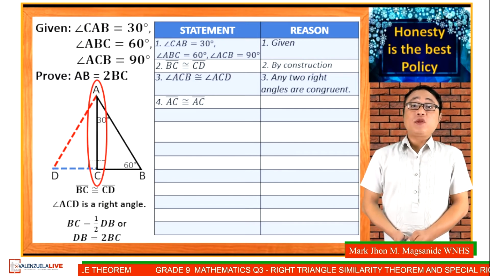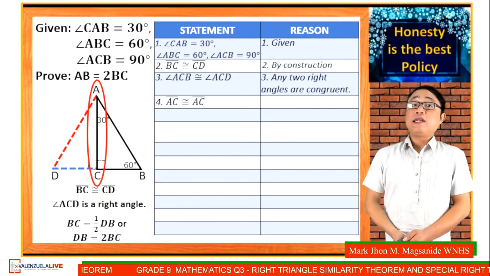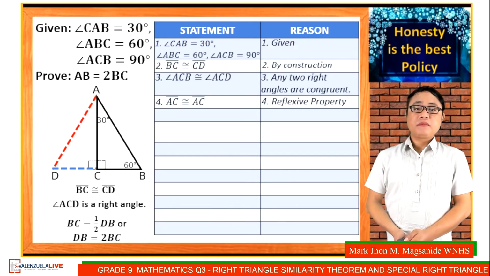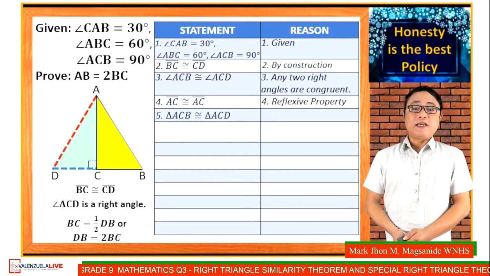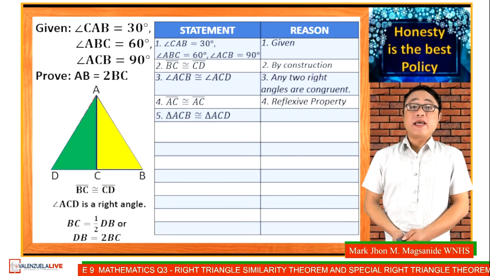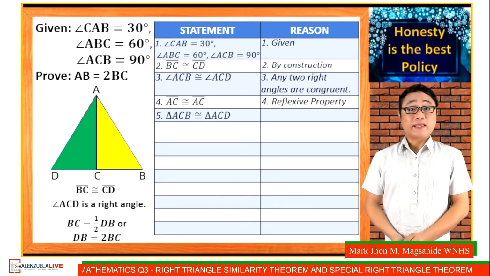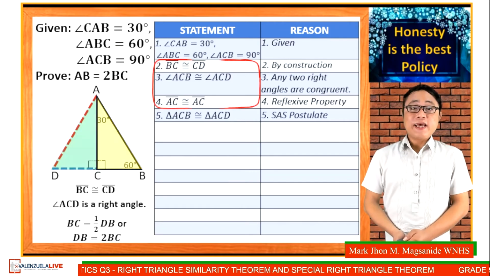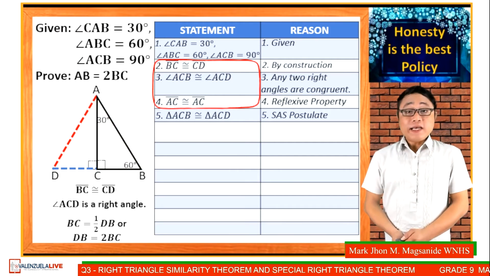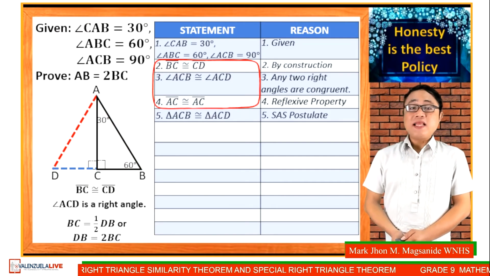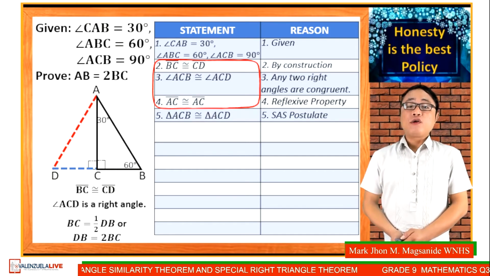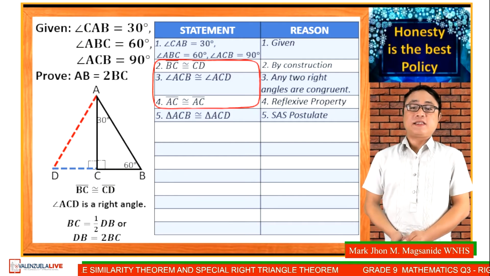AC is congruent to AC. The reason is reflexive property. Triangle ACB is congruent to triangle ACD by what? That is by SAS postulate, since two corresponding sides and included angle are congruent to both triangles.